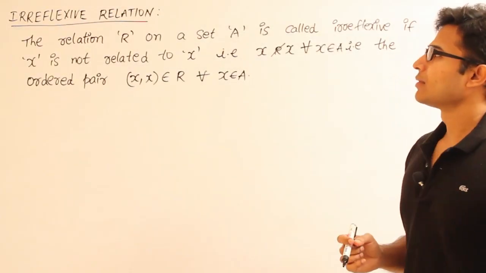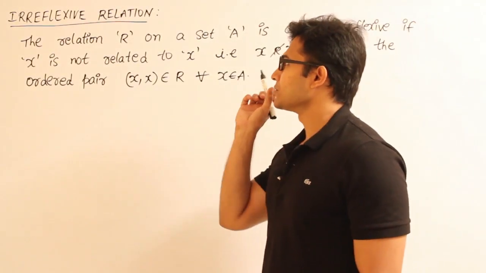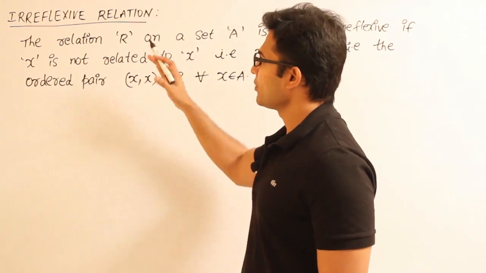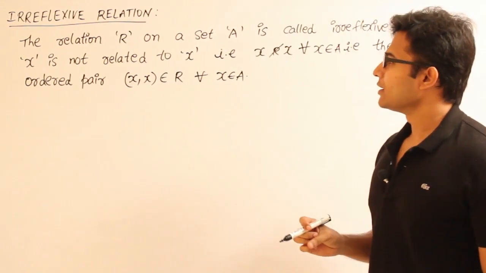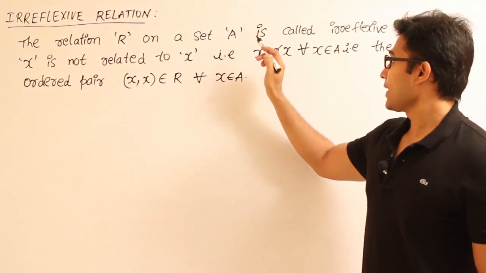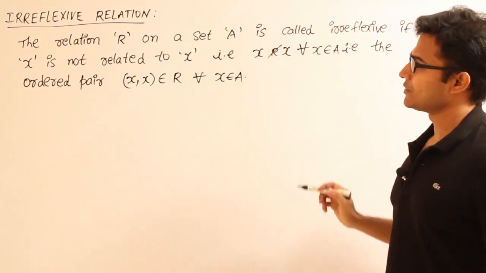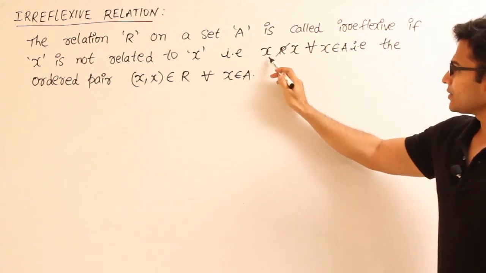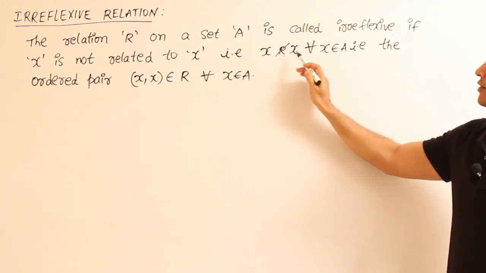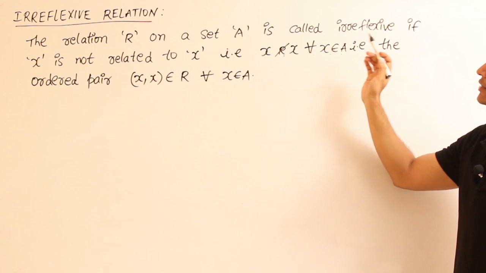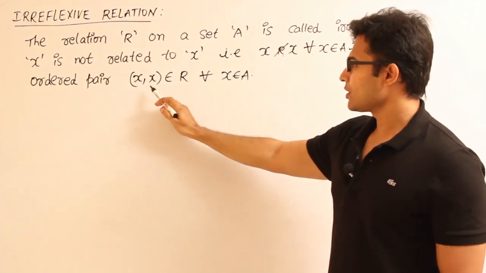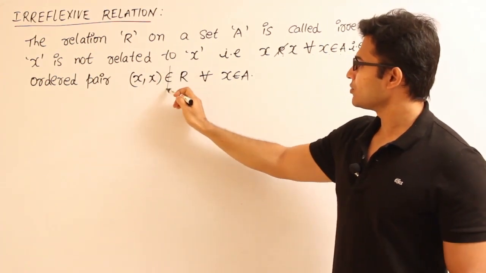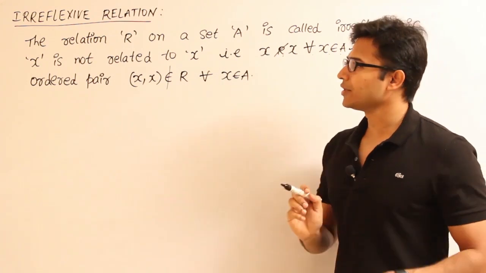Now see this, reflexive and irreflexive relations. So I'm talking about irreflexive here. A relation capital R on a set capital A is called irreflexive if x is not related to x through R for all x belonging to A, that is the ordered pair (x, x) does not belong to R for all x belonging to A.